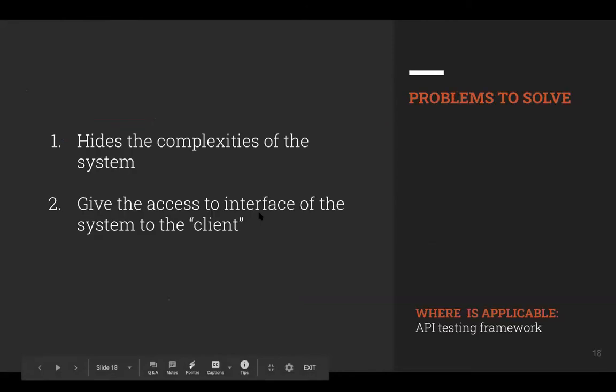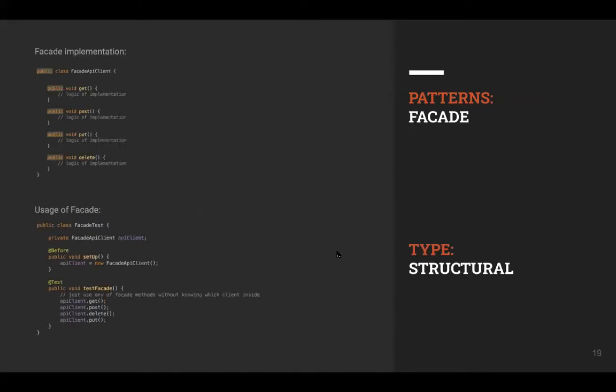There's this discussion, and if you have experience with some nice patterns, you can provide examples also. The next one helps us to hide the complexities of the system and give the access to the interface of the system to the client. On the client, I mean it's the test part of your test automation framework where you write the tests. It's applicable in API testing framework, and that's the example. So it's called facade.